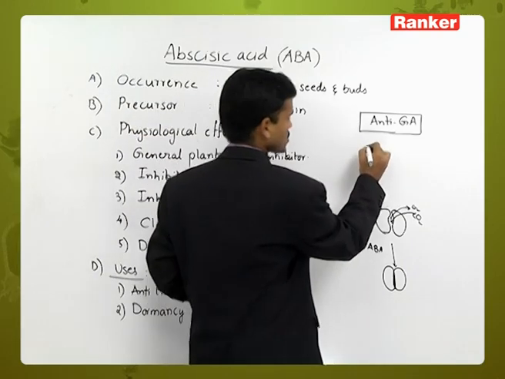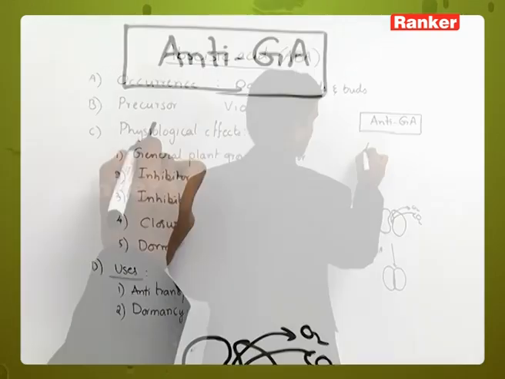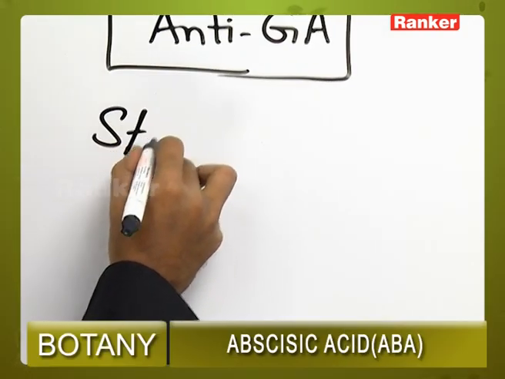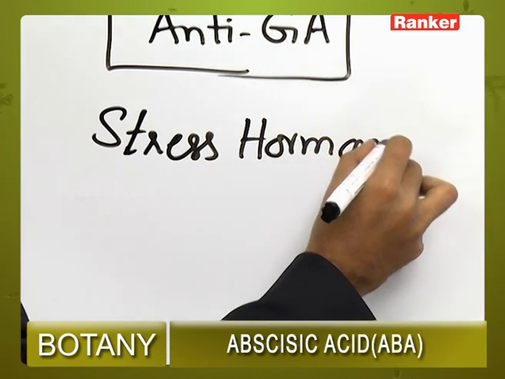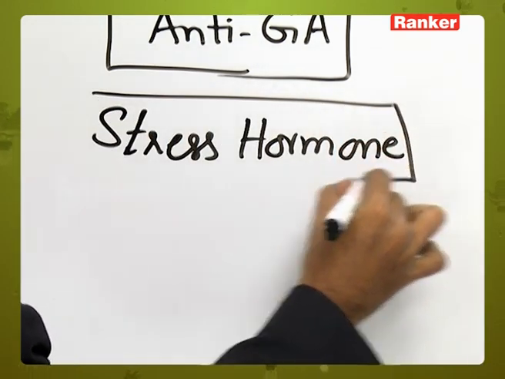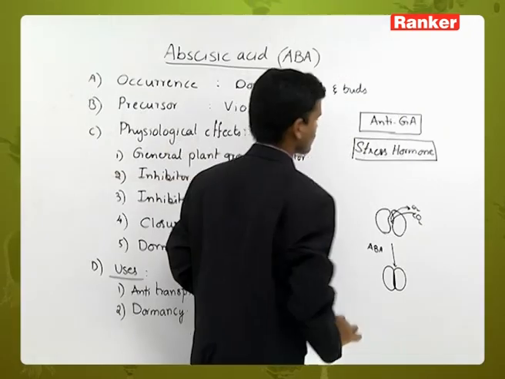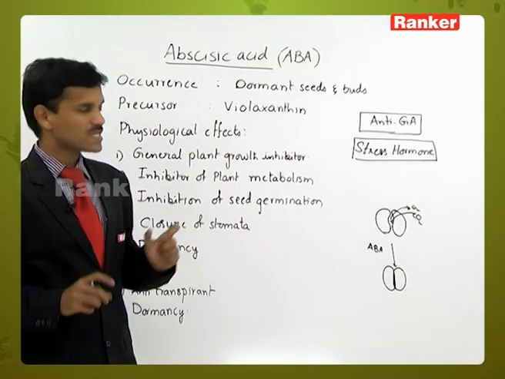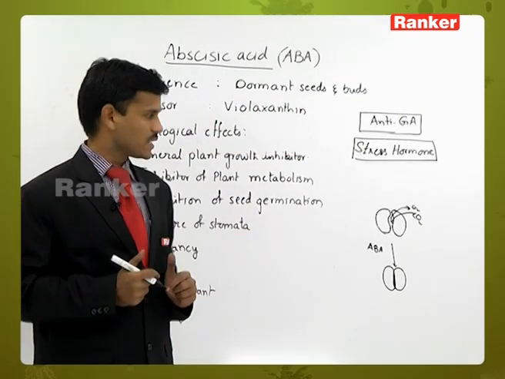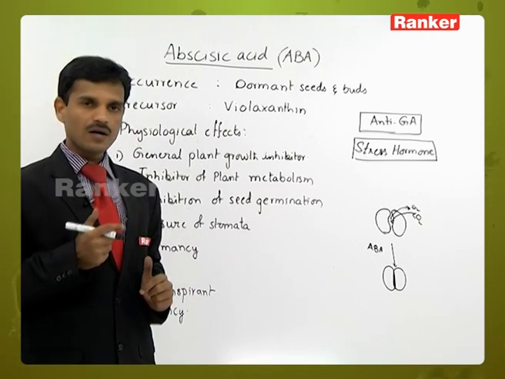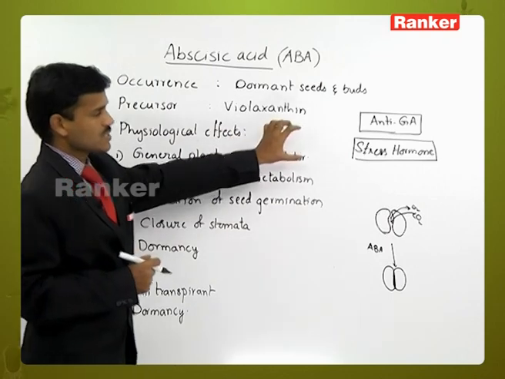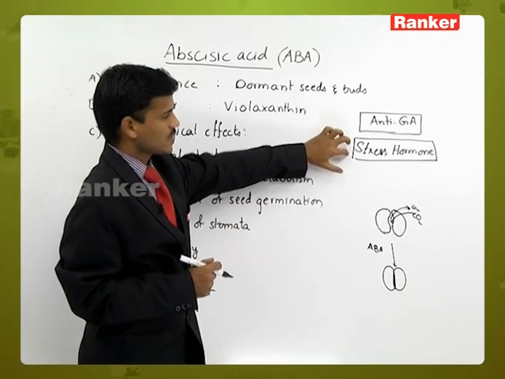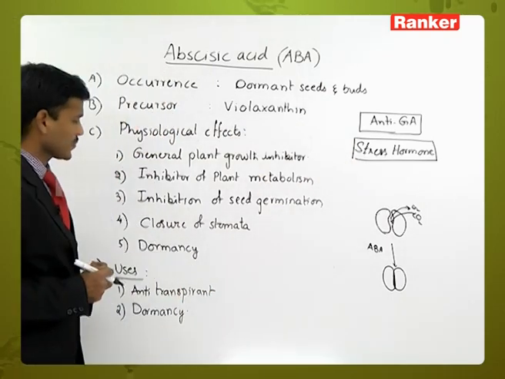That's why it is also called a stress hormone. It is produced in stress conditions, in water scarce conditions, or in unfavorable conditions, or in high temperature. In those stress conditions, it is produced. That's why it is called a stress hormone.